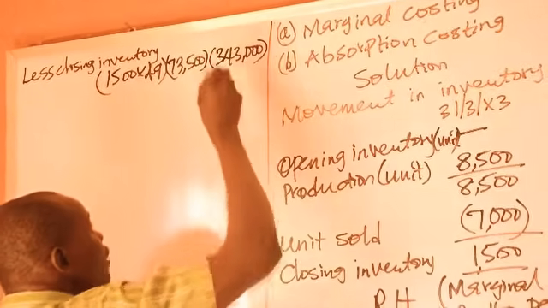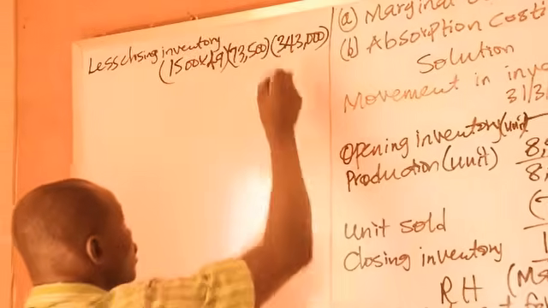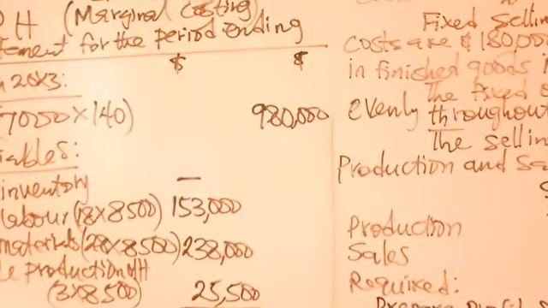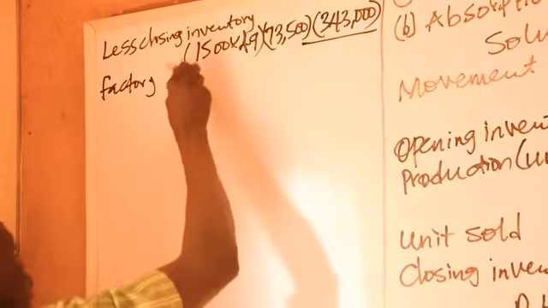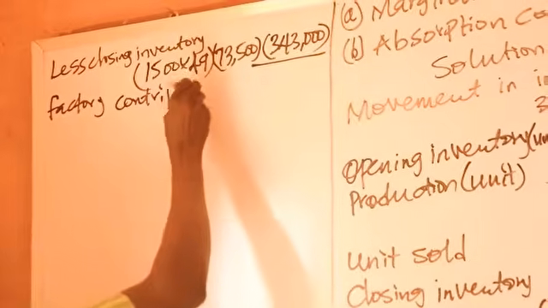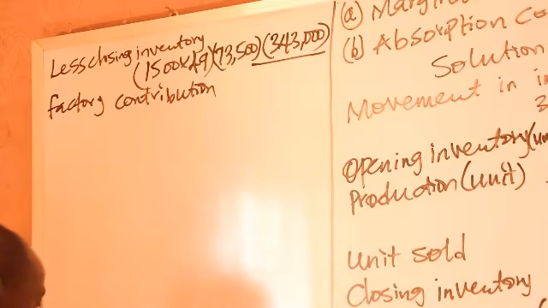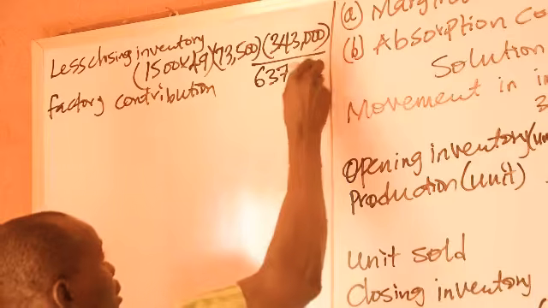That 343,000 represents the total variable production cost. When you less the variable production cost from sales of 980,000, then you will have the factory contribution. So your factory contribution is 637,000.